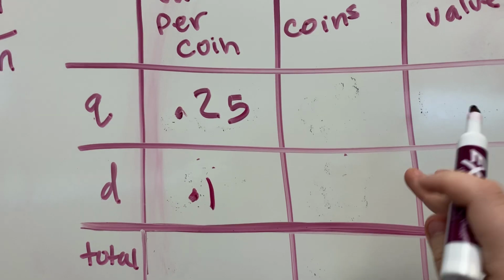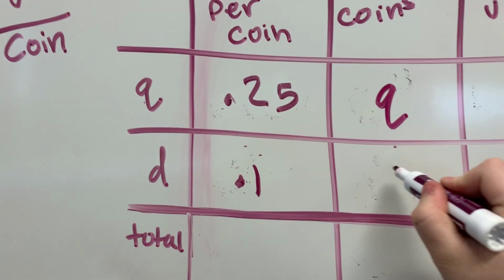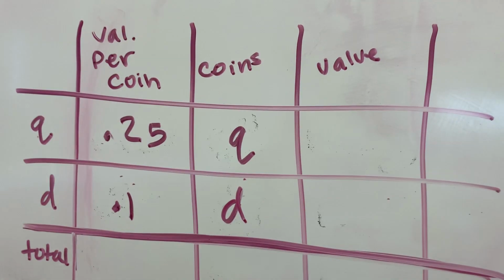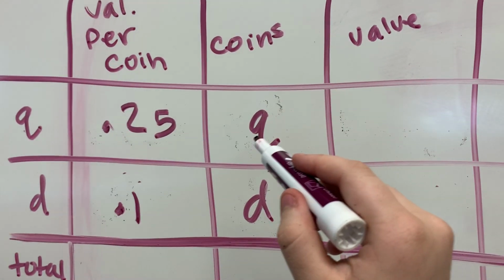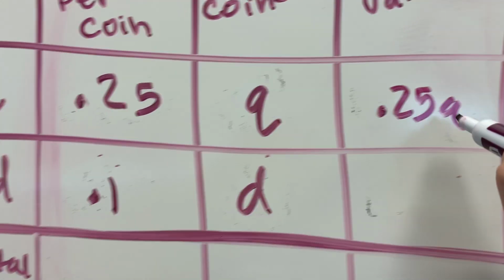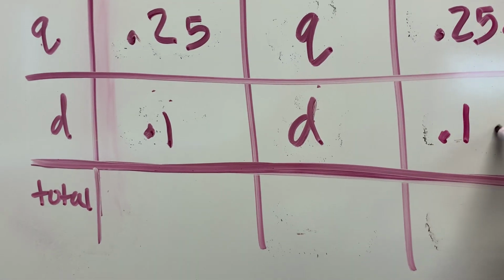We don't know how many coins we have, so we're just going to put in variables for those: quarters and dimes. And for the value, we're going to multiply across. So it'll be 0.25Q, and the next one will be 0.1D.